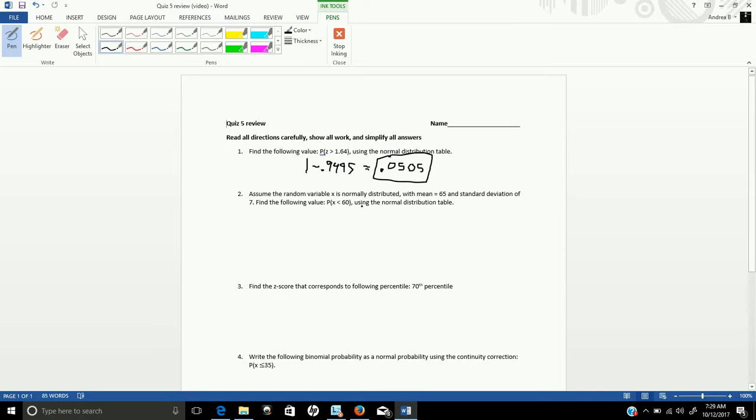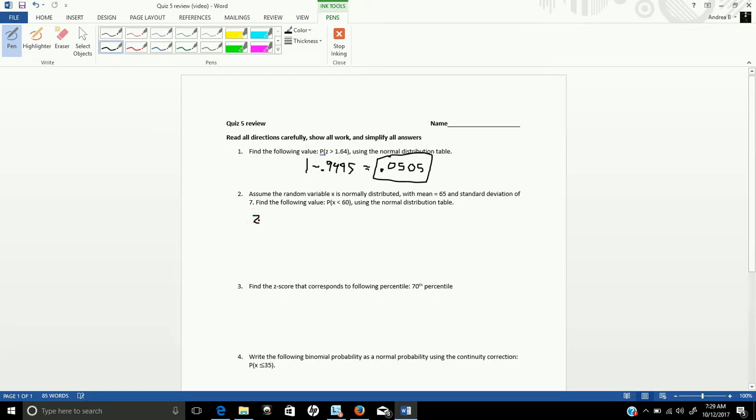And then the next one, we're just going a step further here. We have to actually calculate the z-score first. So this is towards the beginning of chapter 5 still. So I try to keep the quizzes a little bit easier. Of course, on the test, you'll have some parts that are a little bit more challenging.